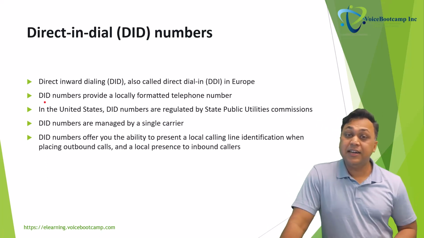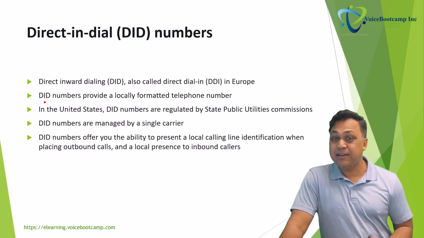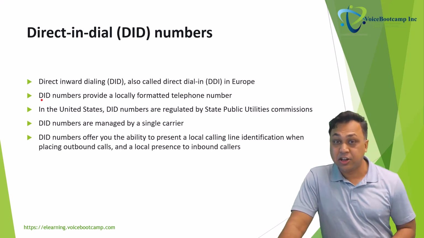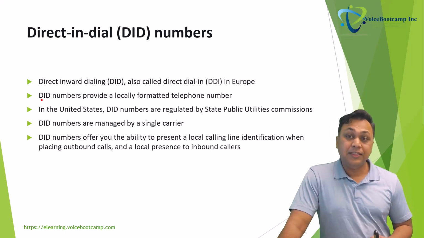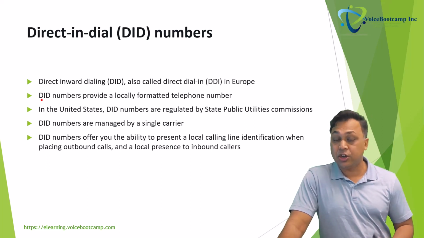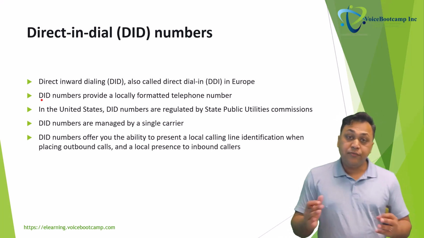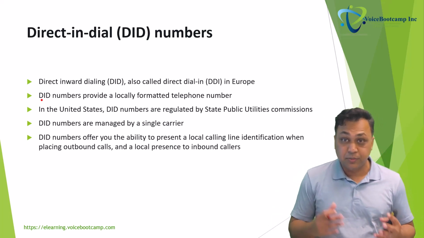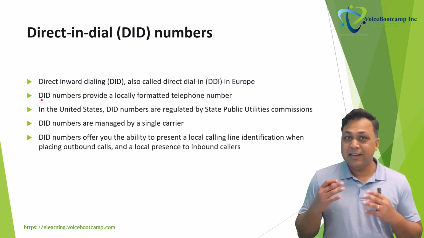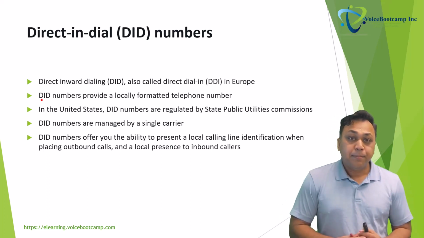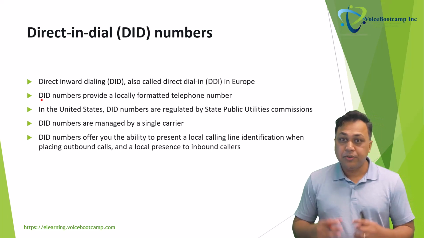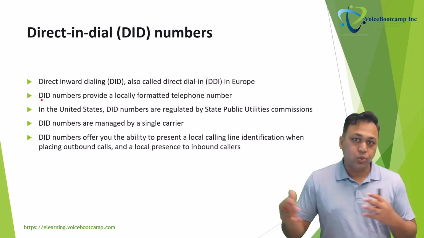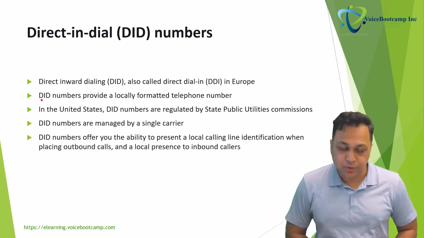In the US, the DID numbers are regulated by the state public utility commissions. DID numbers are managed by a single carrier. Now, while they are portable, they cannot be load balanced or managed across multiple carriers. So if you want a number that is load balanced and ensures that it will be available during an outage, then it makes sense to have a toll-free number. But if you have a local DID number, then Amazon cannot guarantee that a service provider outage will not affect your communications ability.